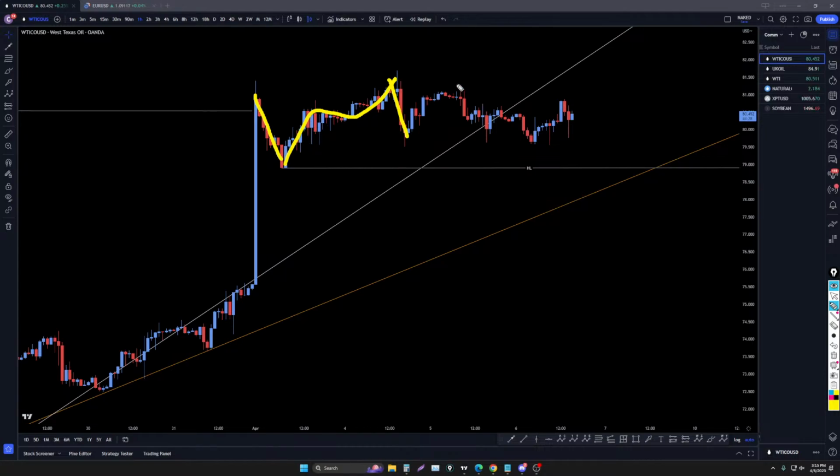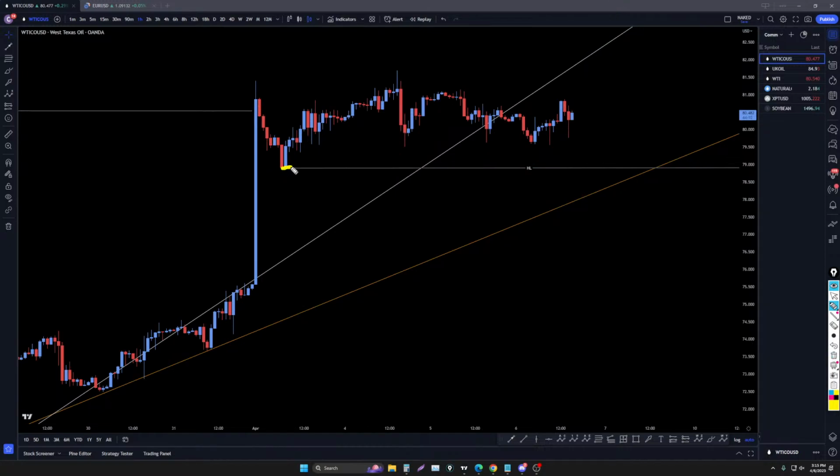A, B, C, D, E. Maybe we already have a wave E. It's all very, very corrective. A, B, C, D, E, maybe? Maybe it already ended a wave E and now it's already going up.